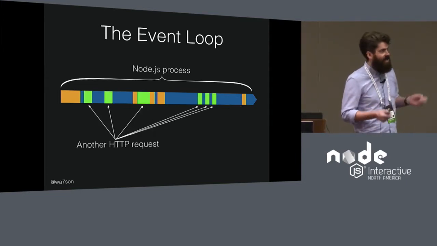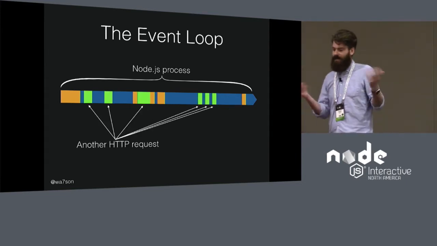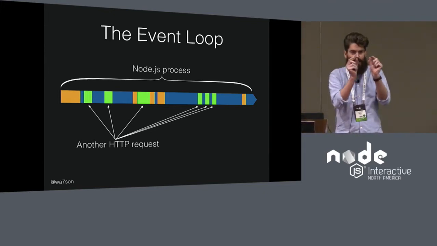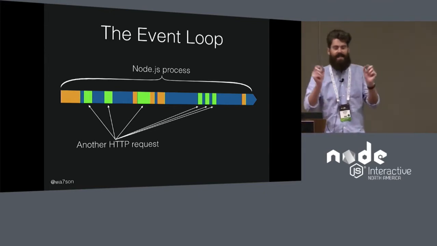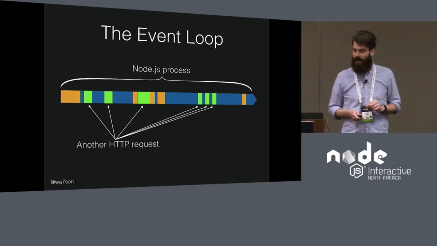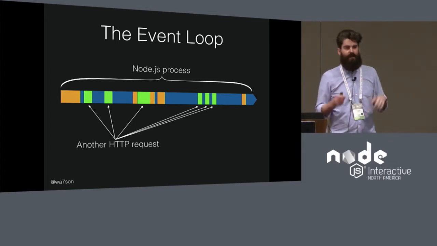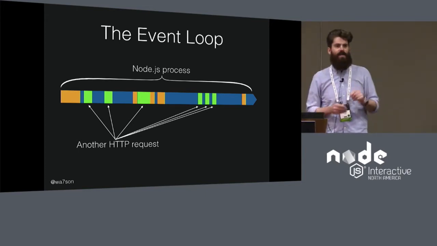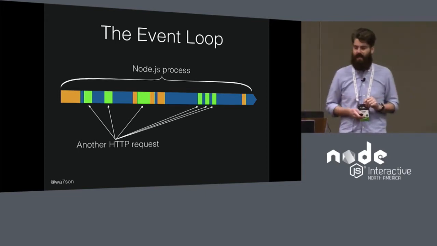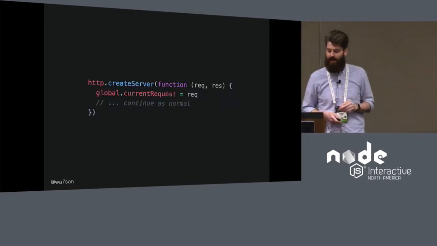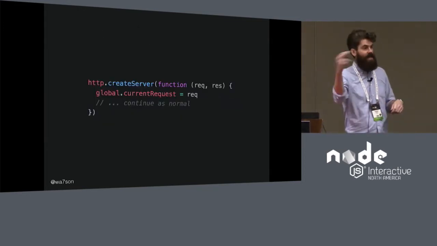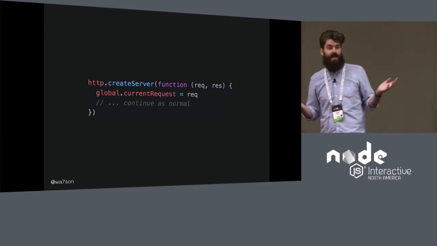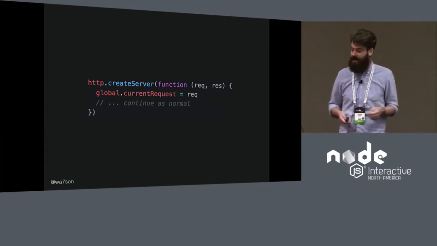And then you get another HTTP request that comes in, and it also uses pieces of this available space to run the synchronous code. And let's say we want to figure out what the current request is at any time, every time some synchronous code is running. So what we could do is, every time a request comes in, we could have a global, which we could call current request, and we could set it to whatever the current request is.